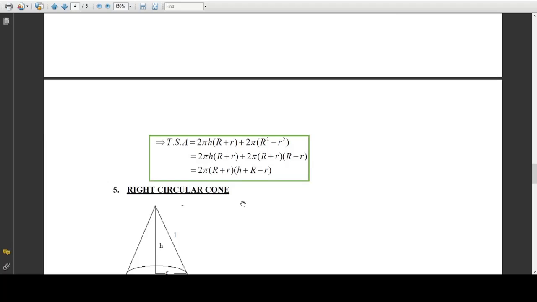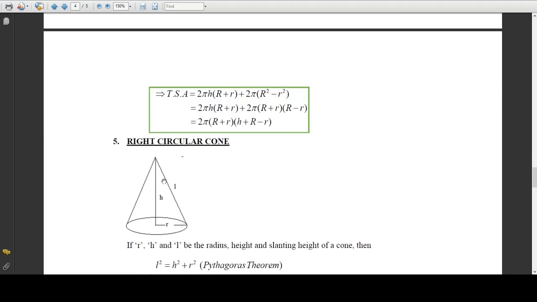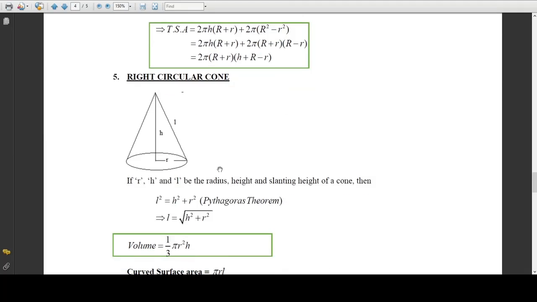Okay, next we have this right circular cone, a little different from the above. Here we'll have the radius of the cone, height of the cone, and length of the slanting height. Okay, just look at this diagram. This diagram, as we have discussed, is a right circular cone. When we say right circular cone, that means this perpendicular height should be perpendicular to the base of the cone.